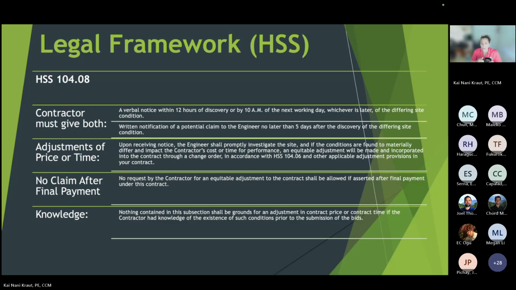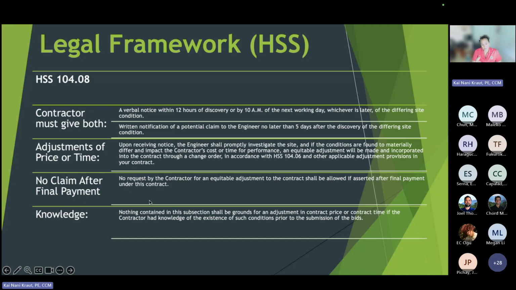So we got our notice, and then upon reading the notice, the engineer shall promptly investigate the site. So that's the site investigation checklist that we are going to go over next time. And if conditions are found to materially differ and impact the contractor's cost or time or performance, an equitable adjustment will be made and incorporated into the contract through a change order in accordance with 104.06, which is our change order provisions.